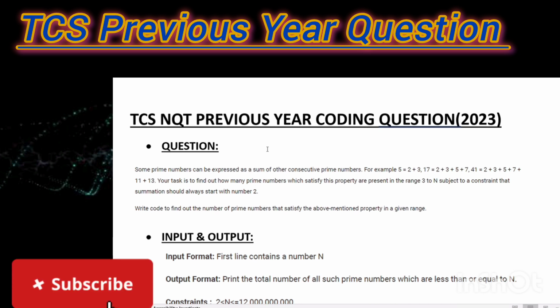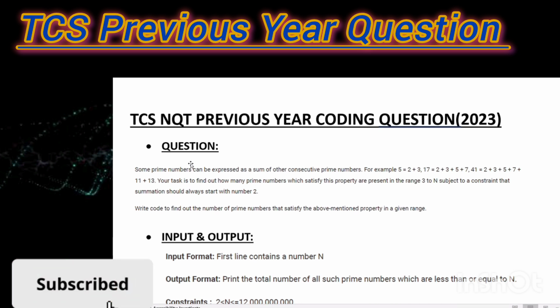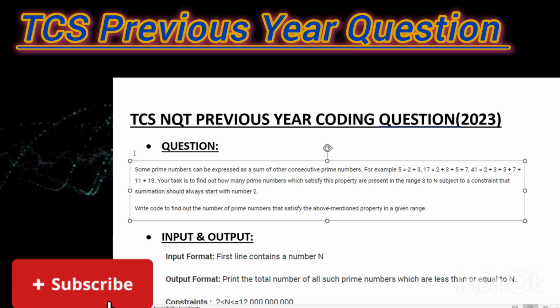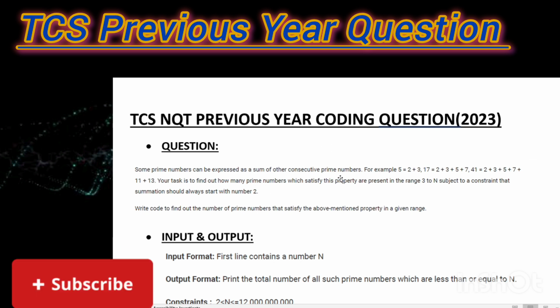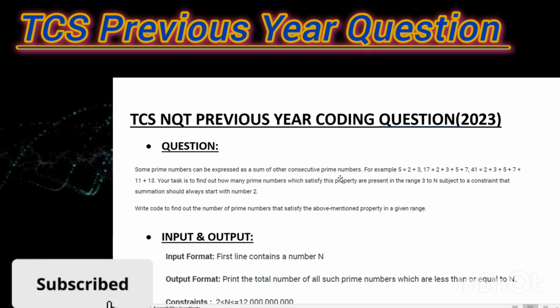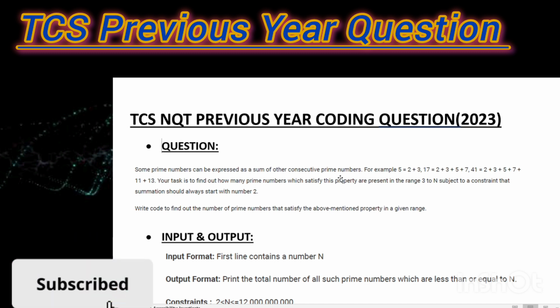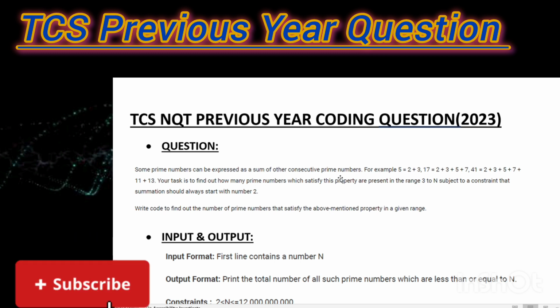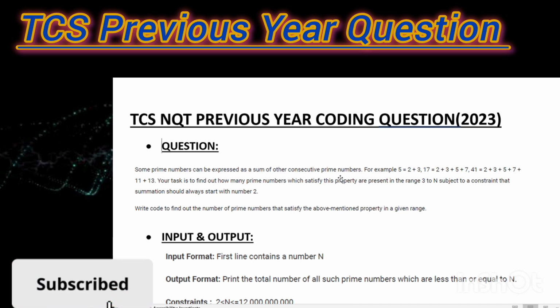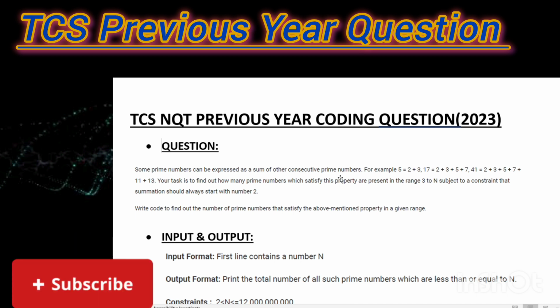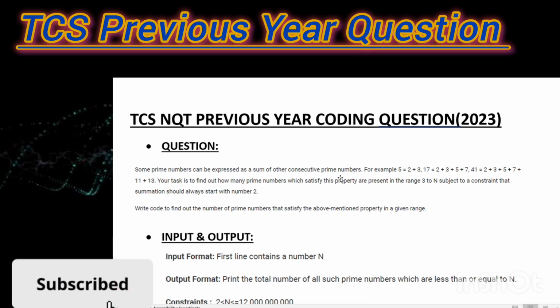So first understand what the question is asking. Some prime numbers can be expressed as a sum of other consecutive prime numbers. Suppose a prime number is 5. So 5 can be expressed as the sum of 2 and 3. Both 2 and 3 are also prime numbers. If we add these two prime numbers, we get another prime number, that is 5.